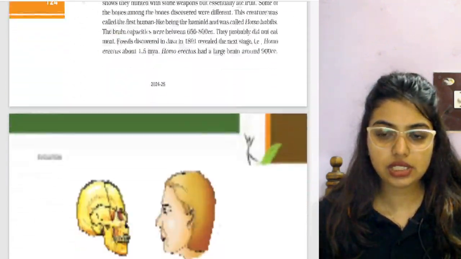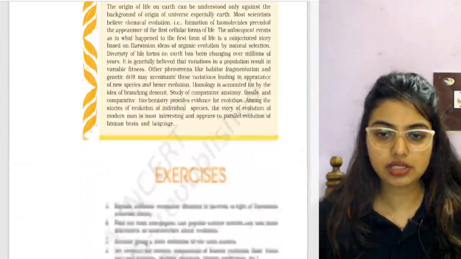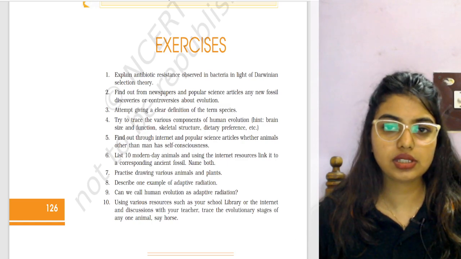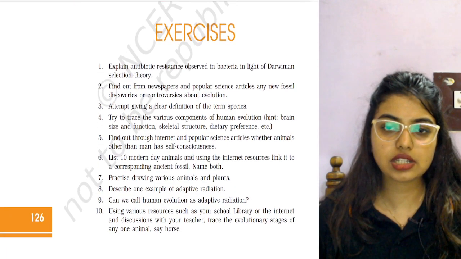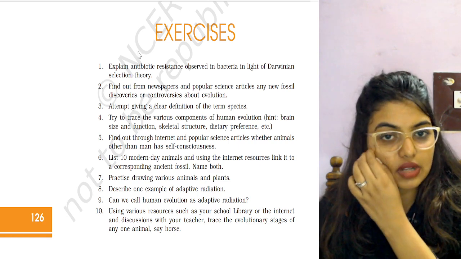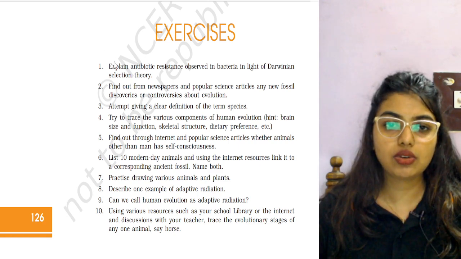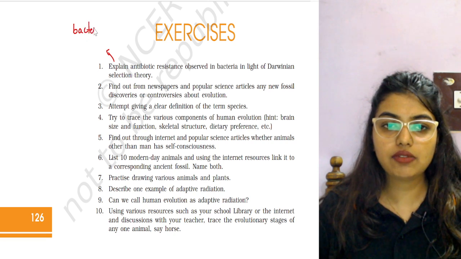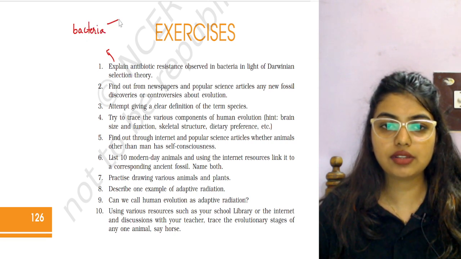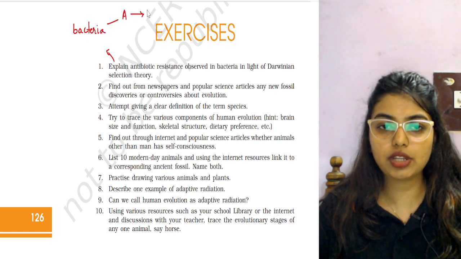Let's also see your NCERT questions once. Okay, so here students, easy questions are there. Explain the antibiotic resistance observed in bacteria in light of Darwin's selection theory. So here we already know that, as I told you, when I added one composition, the first composition A, I got a population.